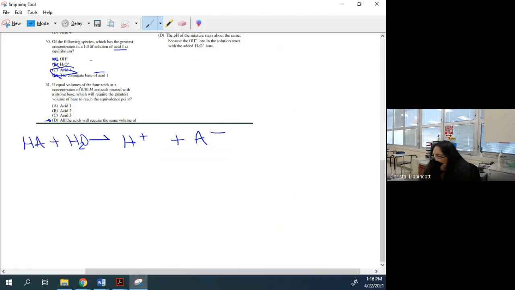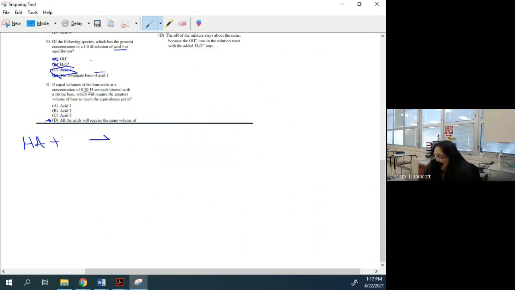Okay, let's talk about why. If equal volumes of the 4 acids at the concentration of 0.5 molar are each titrated with a strong base, which will require the greatest volume of the base to reach equivalency point? Remember, we're going to take these into moles, and that mole value is going to be the same for this guy and for that OH. I guess I should have done OH here, right? Because we're adding a base in here. I should have done that.